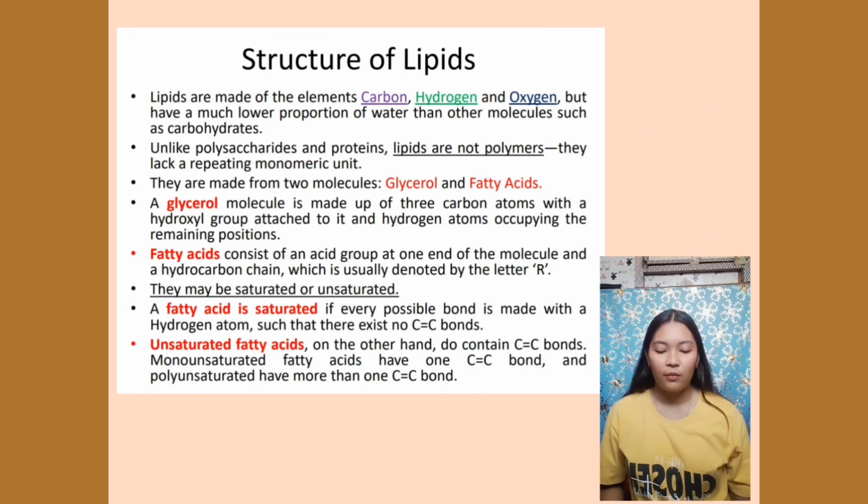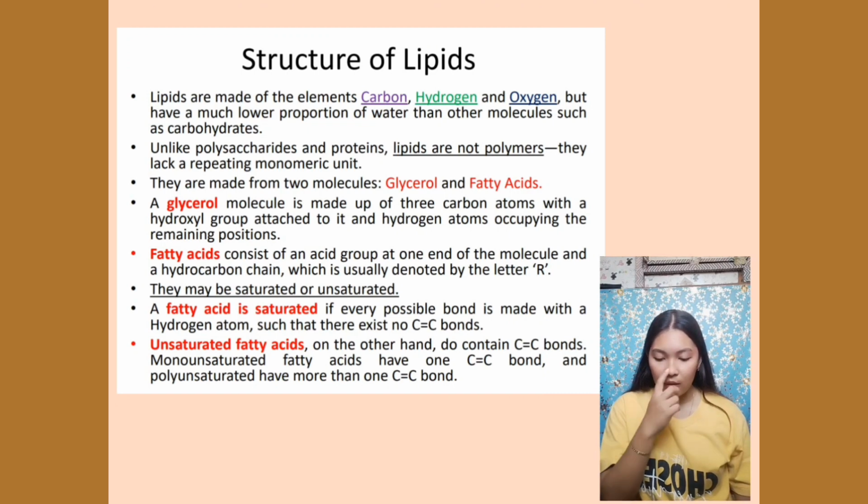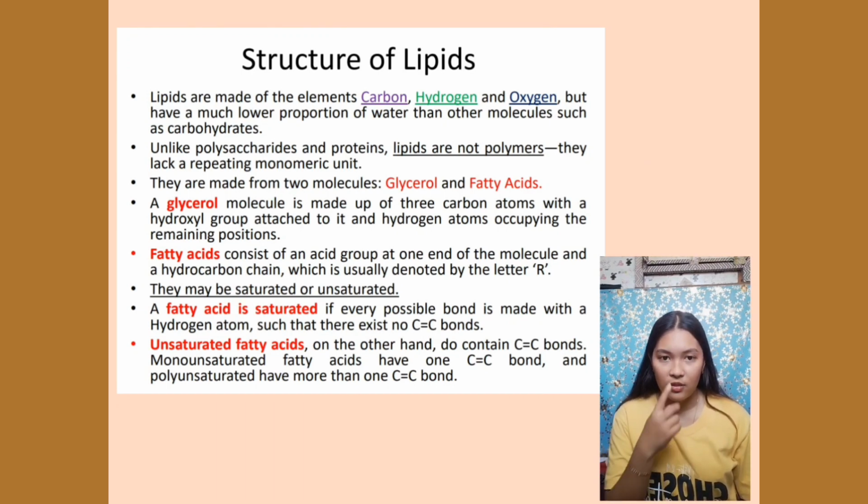So a glycerol molecule is made up of three carbon atoms with a hydroxyl group attached to each and hydrogen atoms accompanying the remaining positions. And then fatty acids consist of an acid group at one end of the molecule and a hydrocarbon chain, which is usually denoted by the letter R. They can also be saturated and unsaturated.